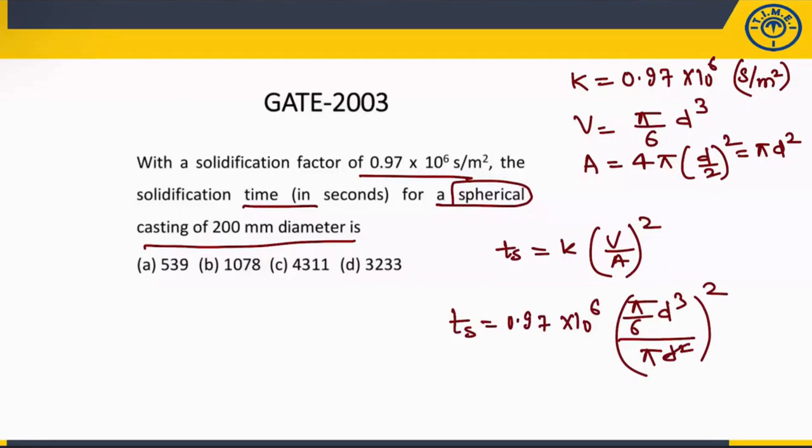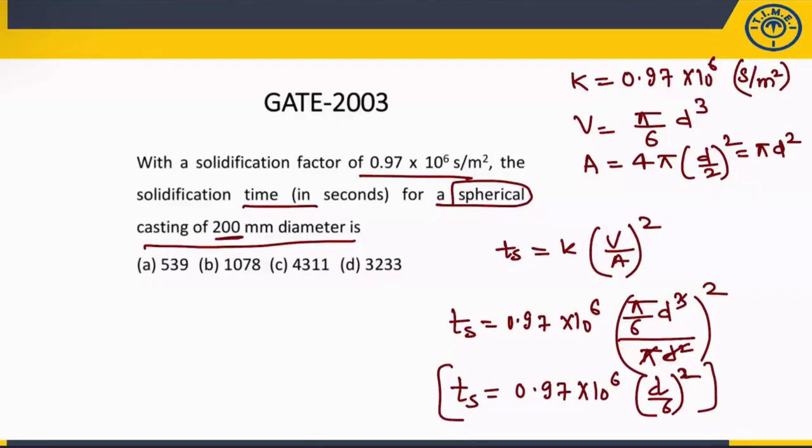Now this will be cancelled out. So what you got is nothing but 0.97 10 to the power of 6 into (d by 6) whole square. D by 6 whole square. What is the value of d? D they have given in millimeter, so you can convert it into meter because the dimension they have given is second per meter square.